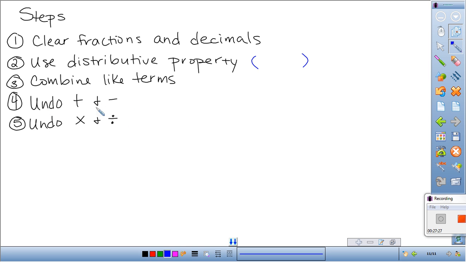Remember, you always undo addition and subtraction before multiplication and division. All right, that's lesson 3-2.